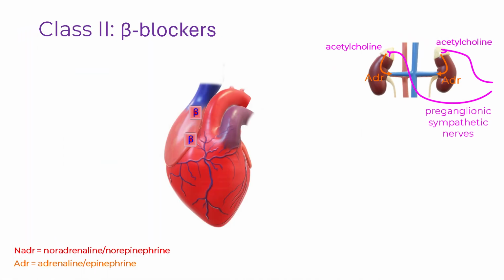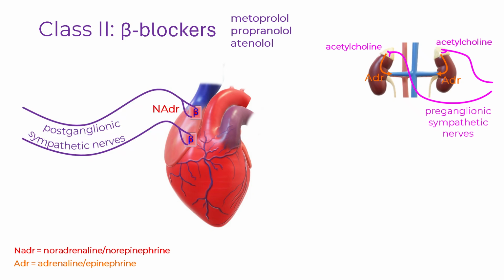Class 2 antiarrhythmic drugs are beta-adrenergic receptor blockers. Common examples include metoprolol, propranolol, and atenolol. Rather than acting directly on ion channels, they reduce sympathetic stimulation of the heart. Sympathetic activity involves the neurotransmitter noradrenaline released from sympathetic nerve terminals and the hormone adrenaline released from the adrenal medulla.